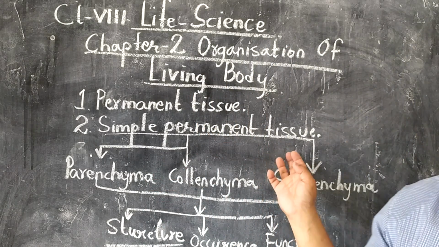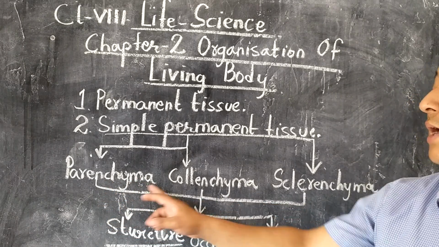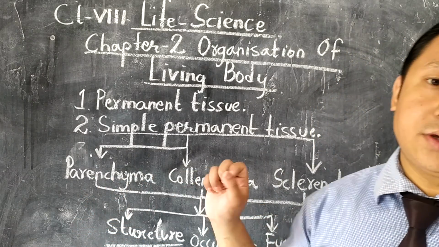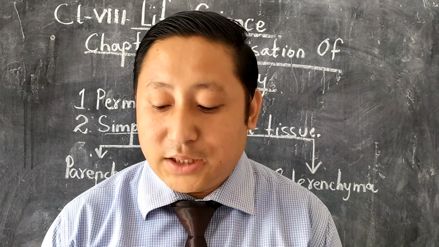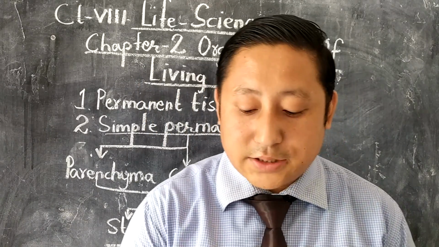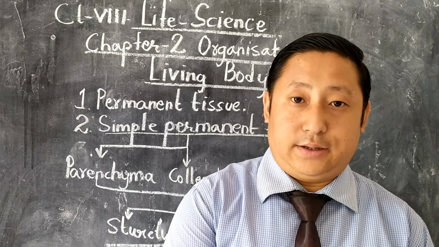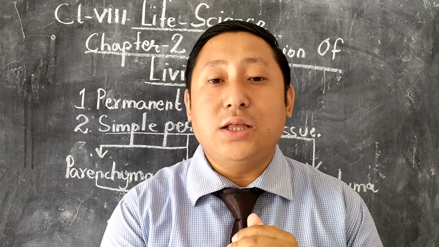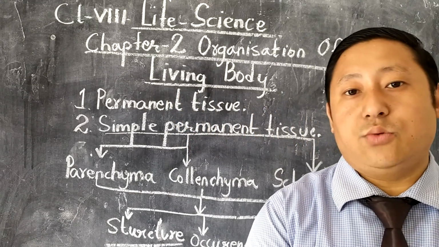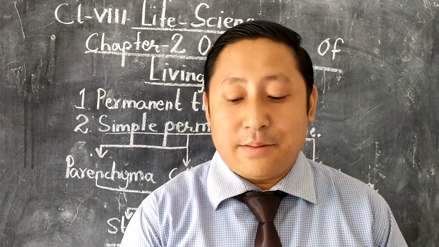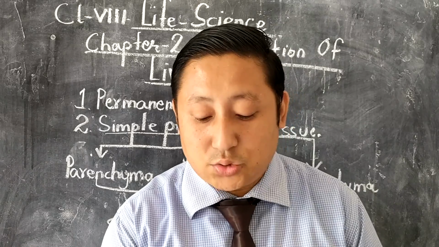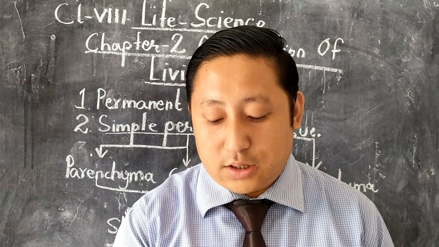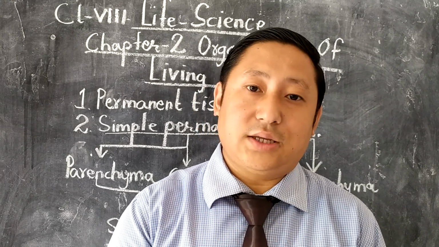These simple permanent tissues are divided into three parts: Parenchyma, Collenchyma, and Sclerenchyma. First of all we are going to study the Parenchyma. Now what is a Parenchyma? Parenchyma is a permanent tissue which stores nutrients and water, and consists of relatively unspecialized cells with thin cell walls. Once again, parenchyma is a permanent tissue which stores nutrients and water and consists of relatively unspecialized thin-walled cells.